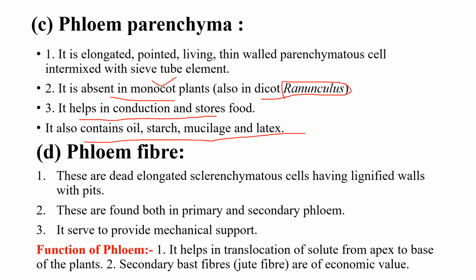Then phloem fiber. These are also dead, elongated sclerenchymatous cells having lignified wall with pits. These are found both in primary and secondary phloem. They provide mechanical support to the plant. What is the function of phloem? Translocation of solutes. It also forms secondary bast fiber, jute fiber, which is economically very important. So they have economic value.